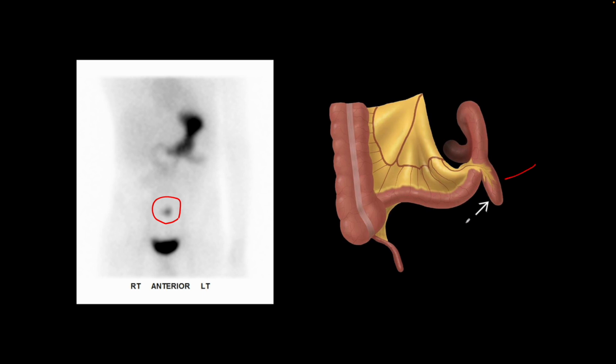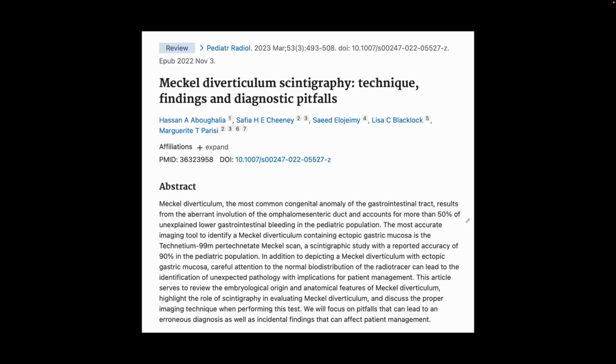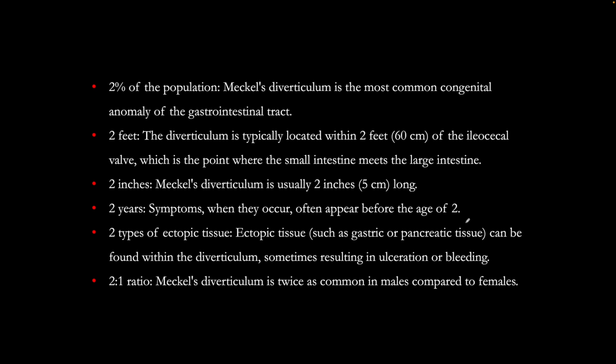This is a good review article on performing the Meckel's diverticulum scintigraphy. And here is the rule of twos that Meckel's diverticulum is known for. So it's the most common congenital anomaly of the gastrointestinal tract. It's seen in about 2% of the population. It's about 2 feet from the ileocecal junction, and it's about 2 inches long or 5 centimeters.